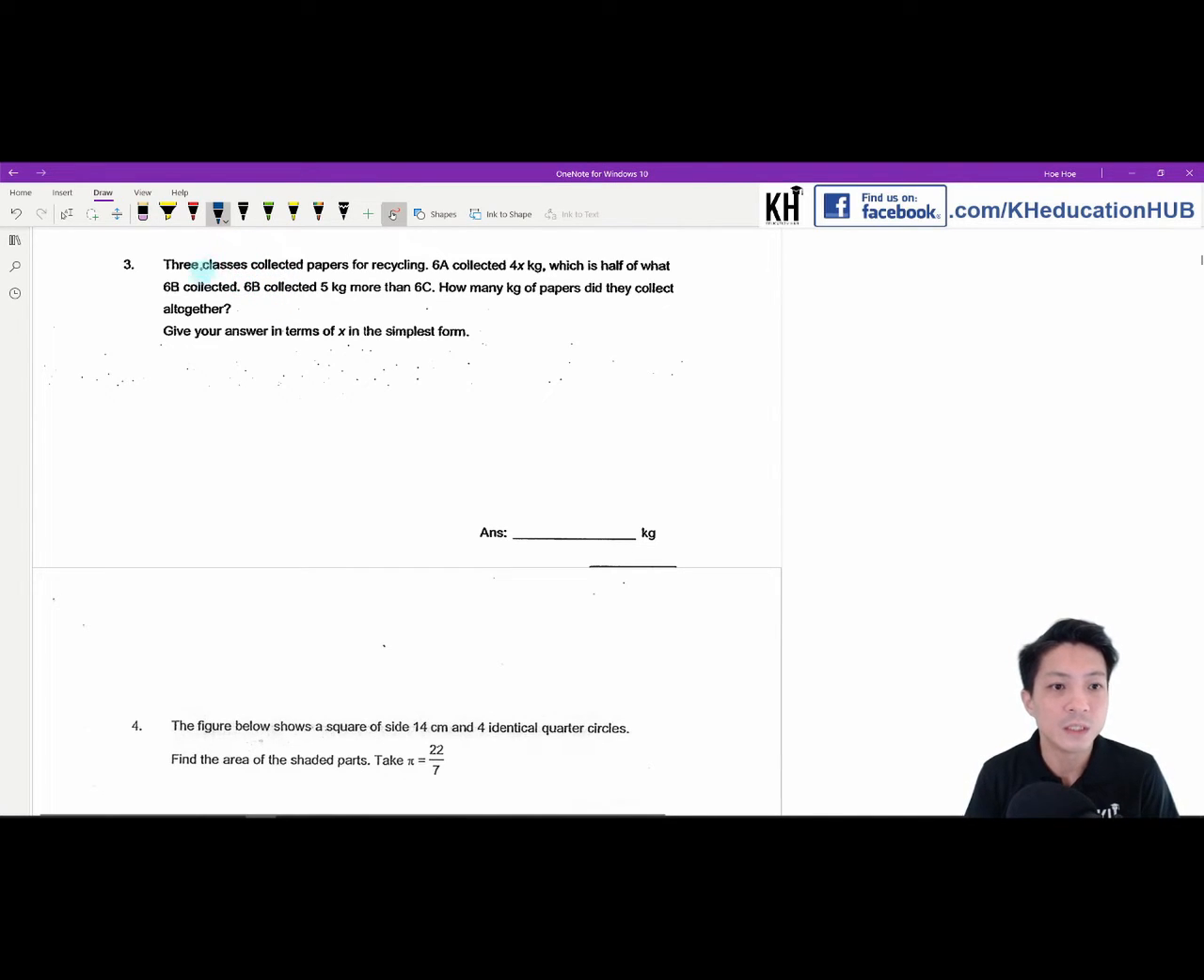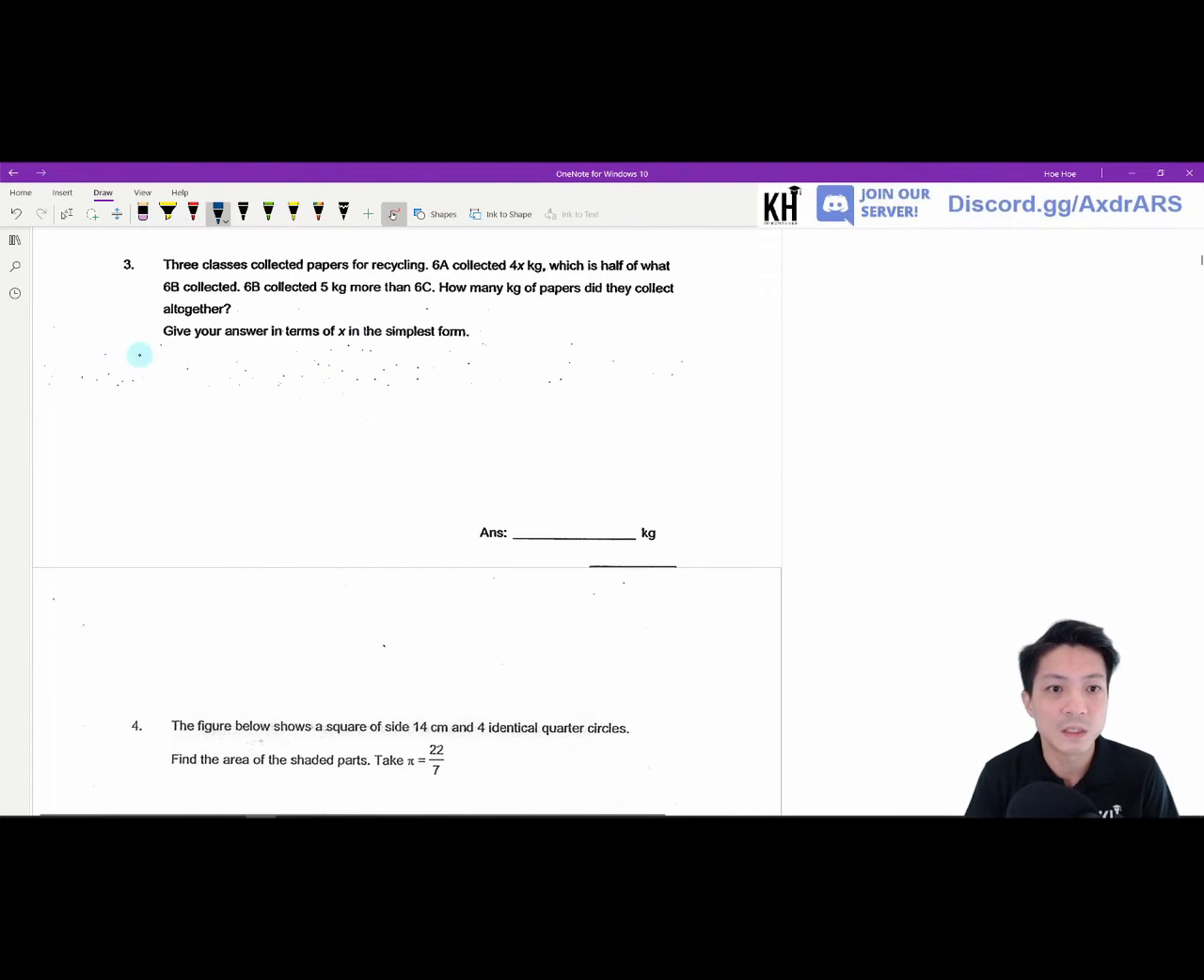Okay, question 3. 3 classes collected papers for recycling. 6A collected 4x kg, which is half of what 6B collected. 6B collected 5 kg more than 6C. How many kg of papers did they collect altogether? Give your answer in terms of x in the simplest form.